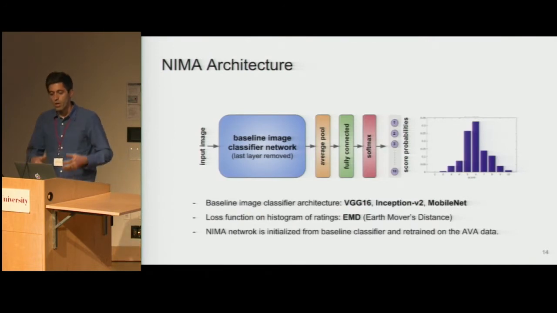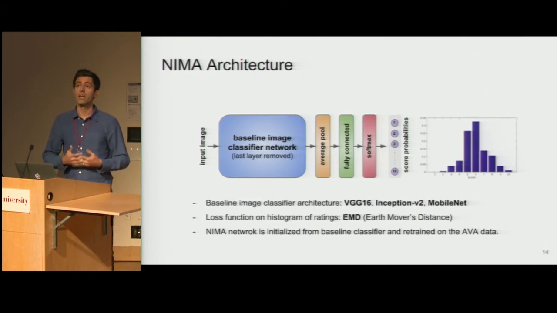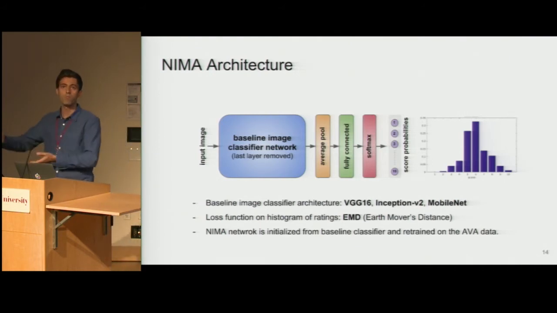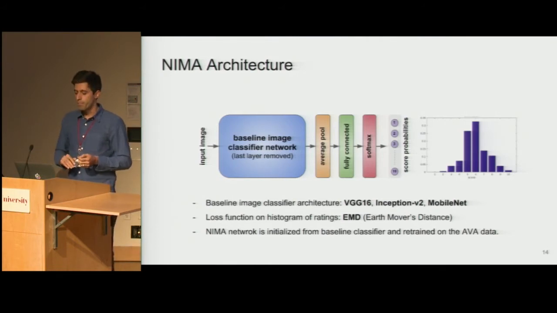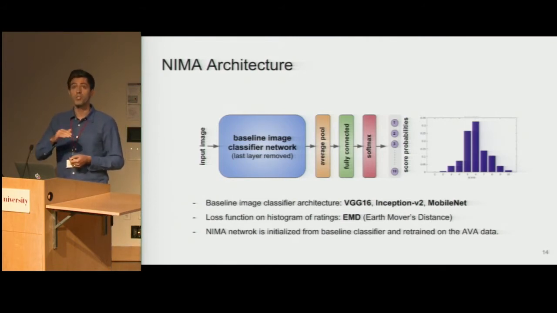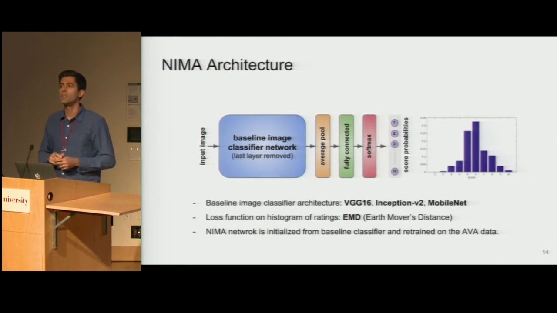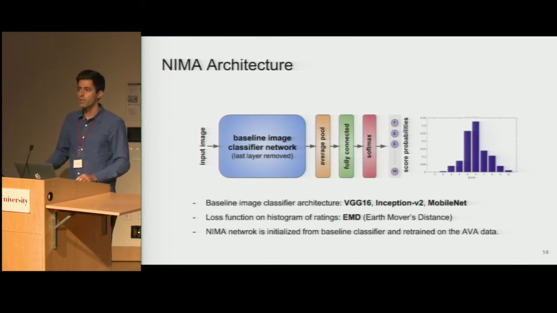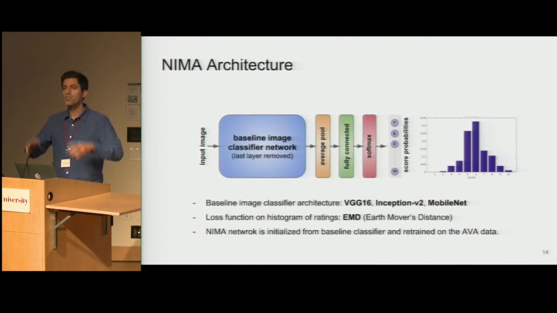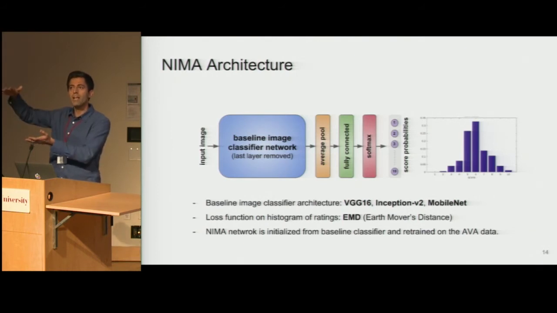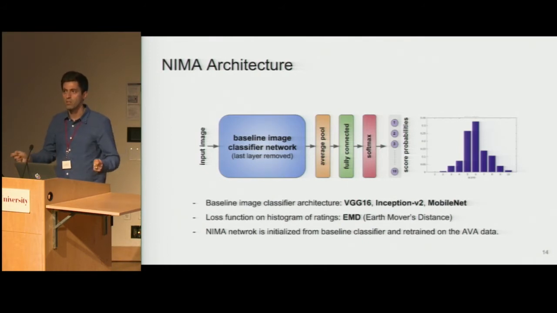So here's what we do. We train a CNN model on the histogram of ratings, on the raw ratings that we get for each image. We tried different architectures, mainly relying on object detection architectures: VGG, Inception, and MobileNet. The way we changed the architecture to fit our histogram labels is that we change the last fully connected layer to output 10 neurons, and then we retrain end-to-end on AVA data.